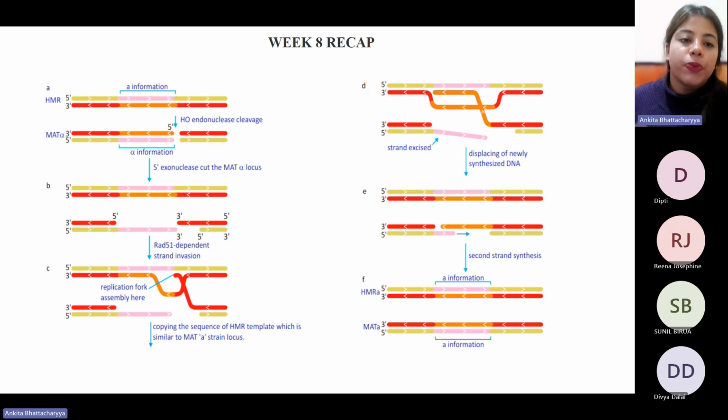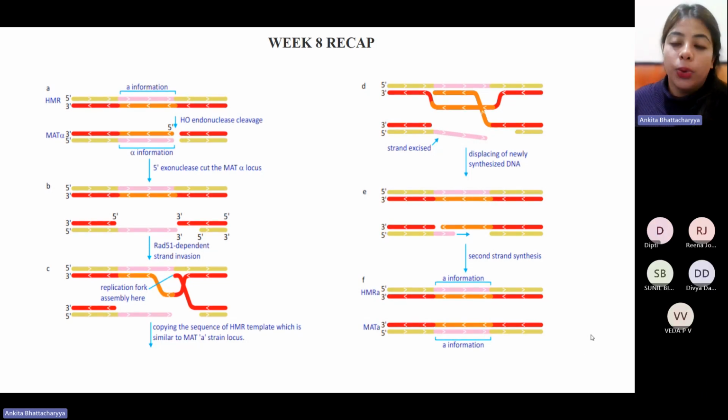So how does it do so? This involves one very specific and very necessary enzyme, which is a restriction enzyme known as HO endonuclease. What does it do? We have discussed how endonucleases work. They cut within the DNA sequence at a particular region. This will specifically cleave DNA at the MAT alpha locus, and then there is the digestion by the 5' exonuclease.